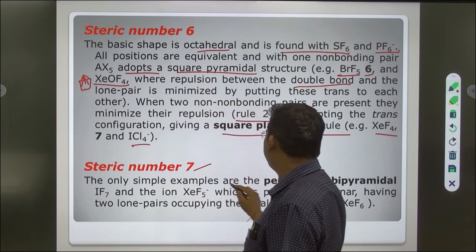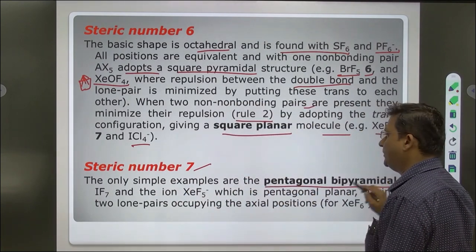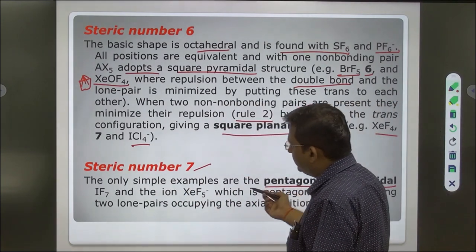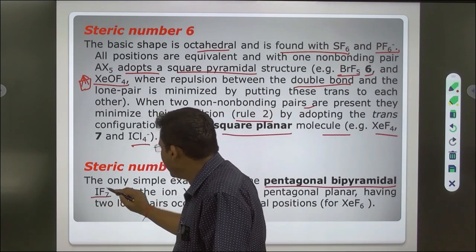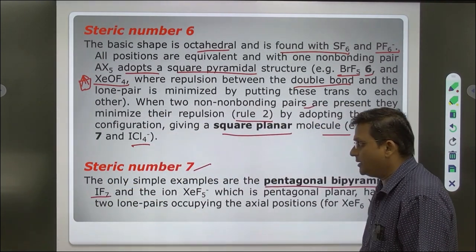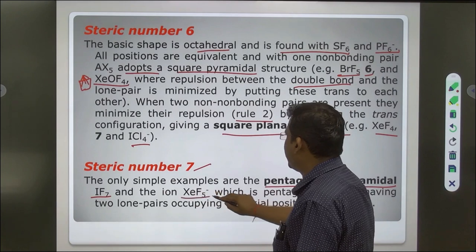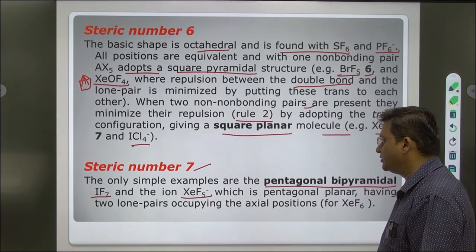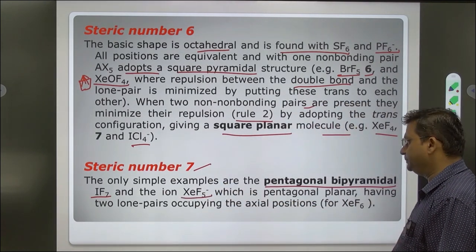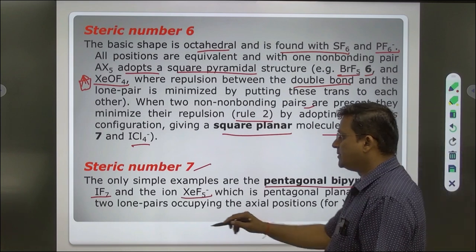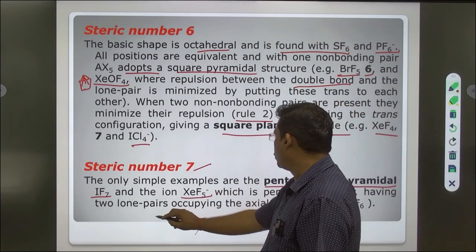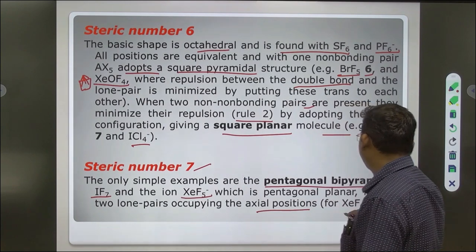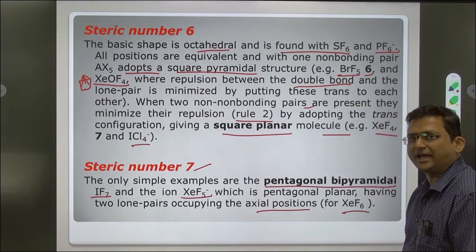Steric number 7. The only simple example, pentagonal bipyramidal structure. It is the ideal for IF7 and the ion XeF5 minus, which is pentagonal planar having two lone pairs occupying the axial position, for XeF6.